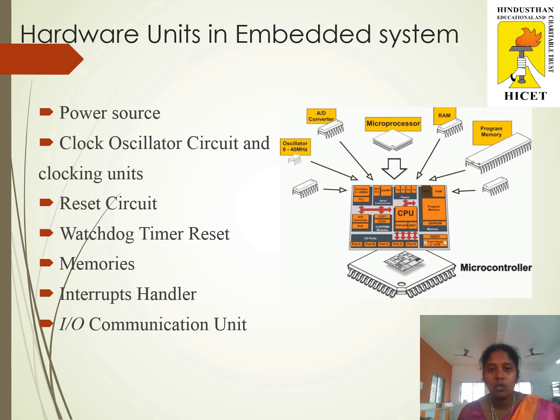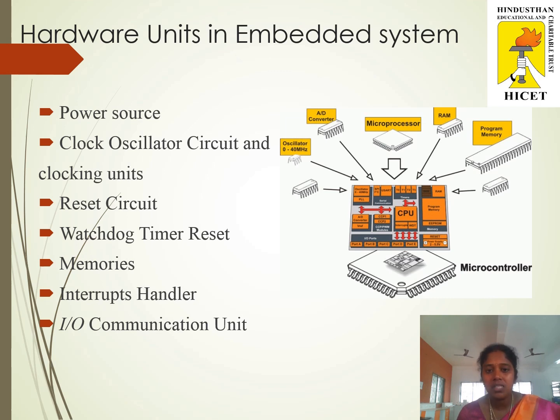I hope you all know the definition of an embedded system. An embedded system is a computer-based hardware with software designed to perform dedicated functions. Examples of embedded systems are automatic vending machines, automatic washing machines, smartphones, etc.